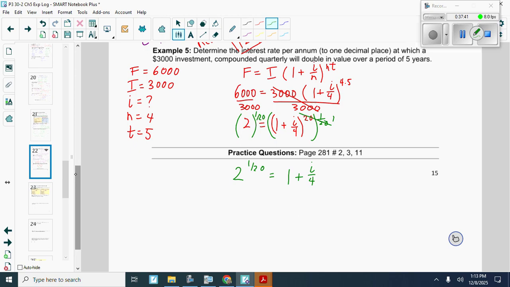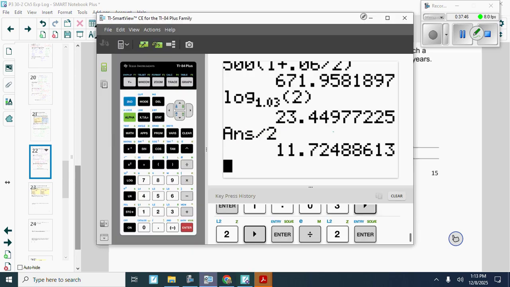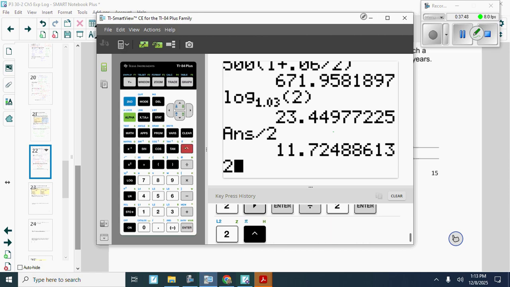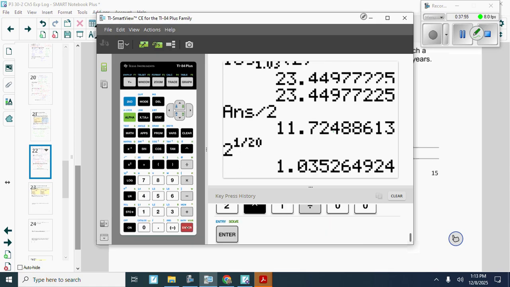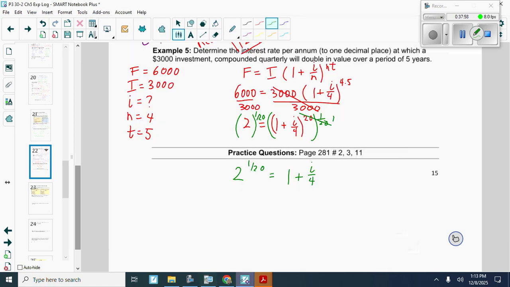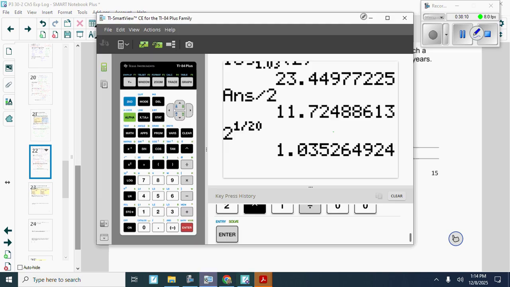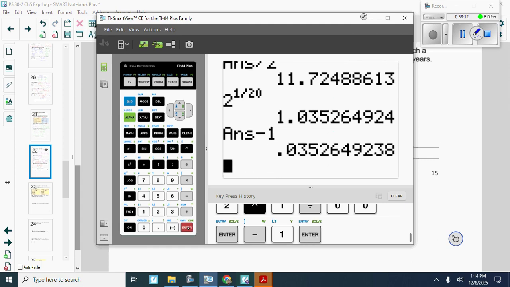We want the calculator to carry all the decimal places for us. So we're going to go 2 to the exponent 1 divided by 20. Okay, we're good with that? So we've got our number. Now we're going to subtract 1. Okay, so now we have this decimal.